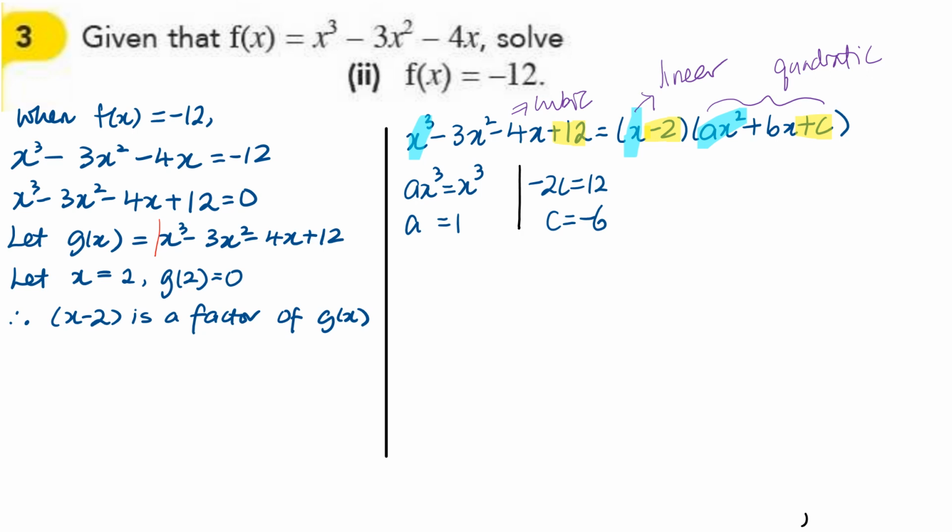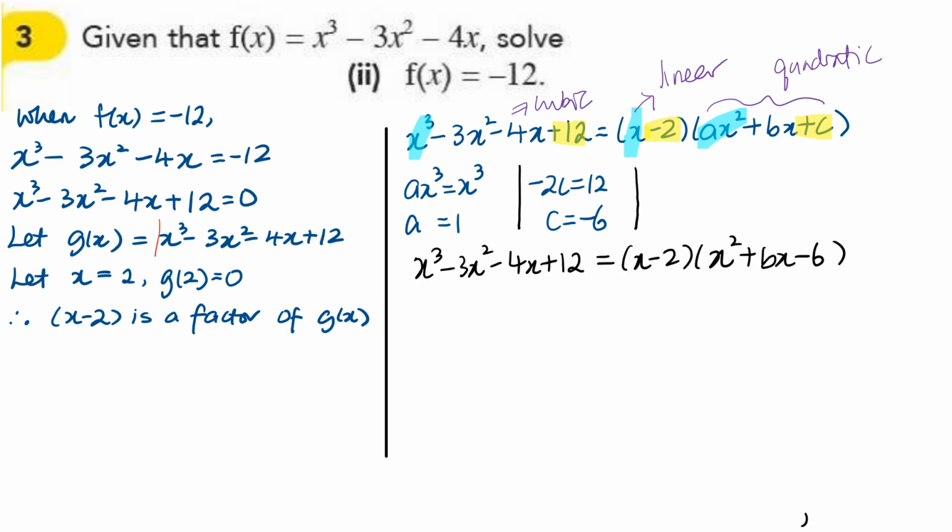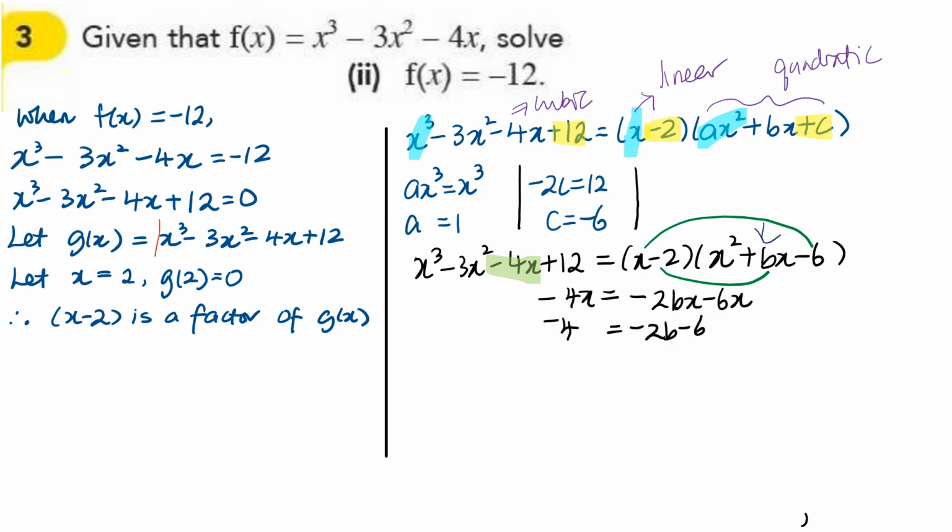So after finding the values of a and c, let's put it back into your quadratic polynomial. Yeah, so we are left now with finding the unknown b. So we need to find this value here. So I'm going to compare the x term. You can go ahead to compare the x squared term, which I've already explained in the earlier slides. So if you have forgotten, please refer to the earlier slides. So negative 4x will give you negative 2bx minus 6x. From here, you simplify to get b equals negative 1.